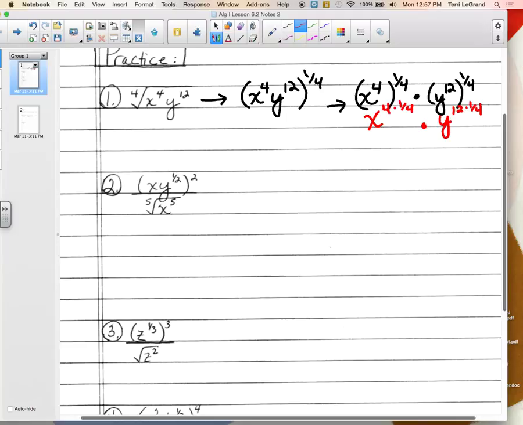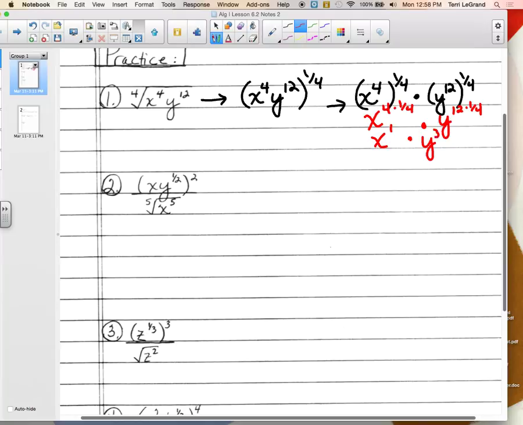What is 4 times 1/4? 1. 1/4 of 4 is 1. So this becomes x to the 1st power times y to the, what is 1/4 times 12? 3. Or 12 times 1/4, or 1/4 of 12, and you're right, it is 3.